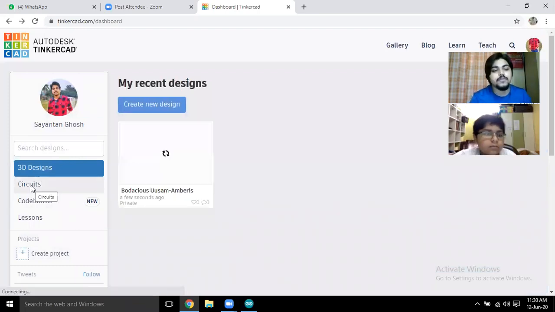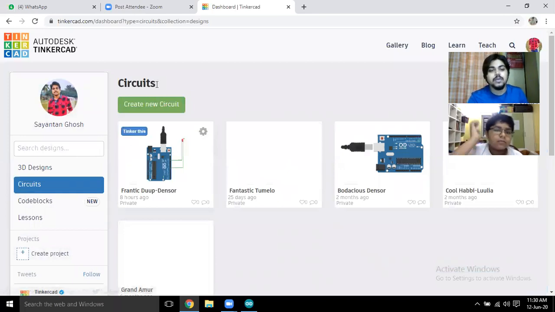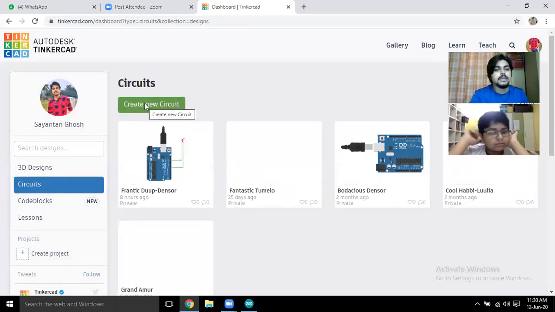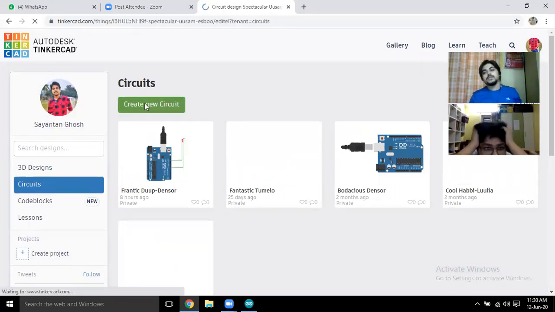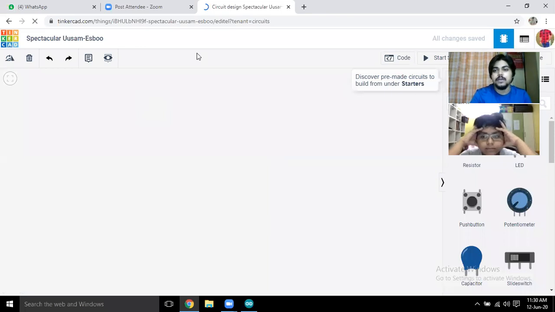Here we have to choose circuit, because we will be dealing with circuits now. So after clicking on circuit, we will have to click on create new circuit. And as soon as we click on create new circuit, a page will come in front of us.